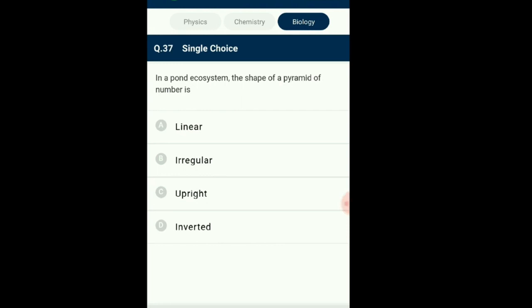Question number 37. In a pond ecosystem, the shape of the pyramid of number is. The base of each pyramid represents the producers of the first trophic level, while the apex represents tertiary or top level consumers. The pyramid of number for a pond ecosystem is always upright. Phytoplanktons are chief producers; though their biomass is less, their number is maximum. So the answer is option C. The shape of the pyramid of number is always upright.